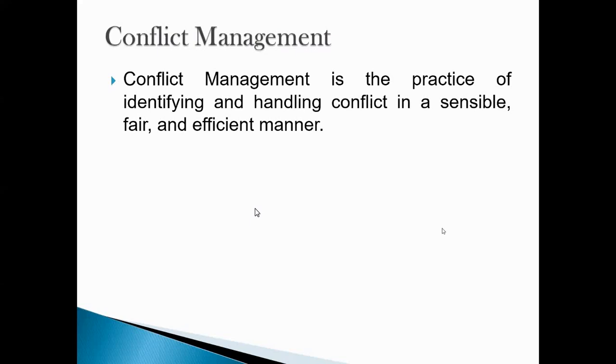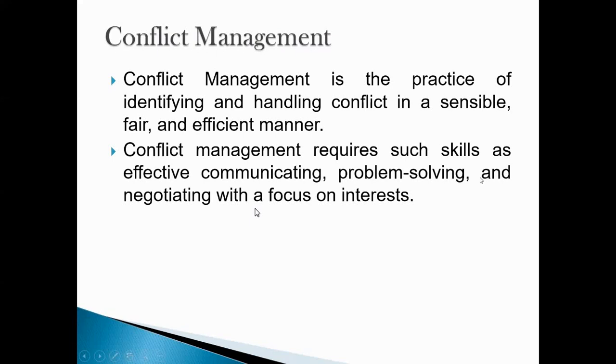Anything? Okay. So the next one is how we can manage the conflict. Okay. So what we can do to manage the conflict. Manage in the sense we are not avoiding it entirely. We are keeping the optimum level, a certain level of conflict, a moderate level of conflict. Okay. So conflict management is the practice of identifying and handling the conflict in a sensible, fair and efficient manner. That is, you have to first identify that a conflict is there, some kind of disagreement is there, and that should be handled in a sensible, fair and efficient manner. That is the conflict management.